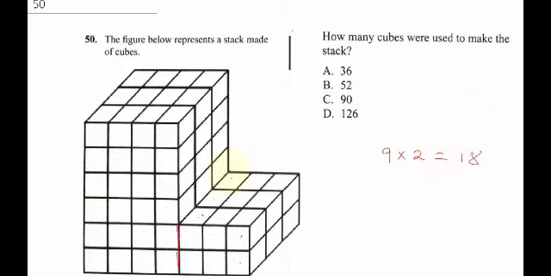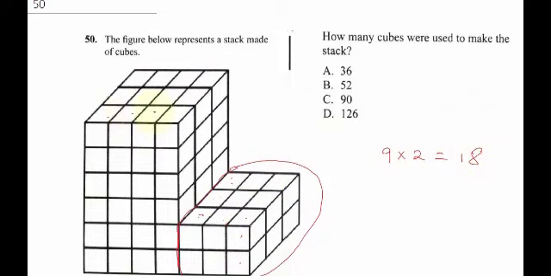So this place is 18. So how did I get it? 1, 2, 3. That's 3, 1, 2, 3. So when you check, the top is 9. 9 times 2, which is the height, to give us what? 18. Now same thing applies here.